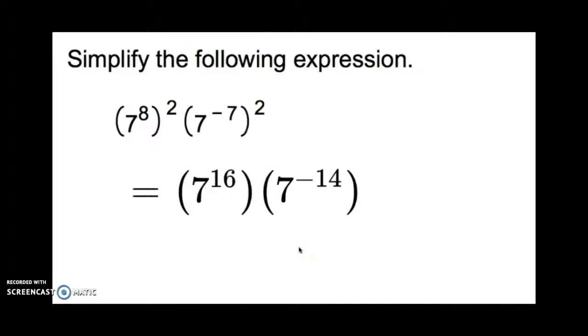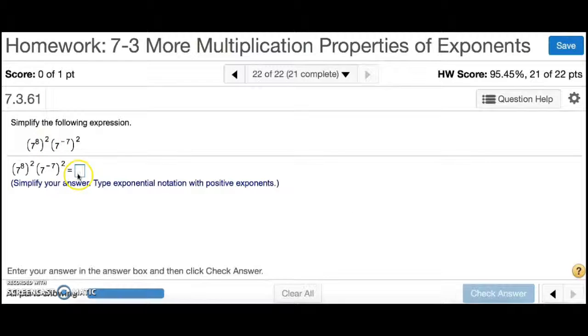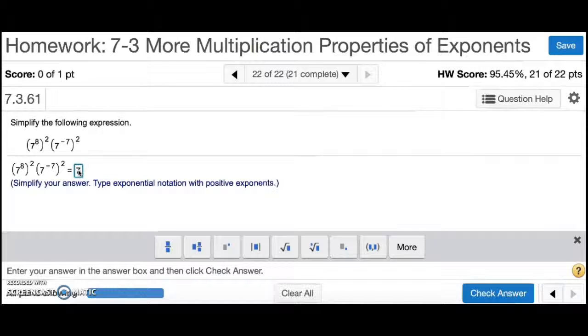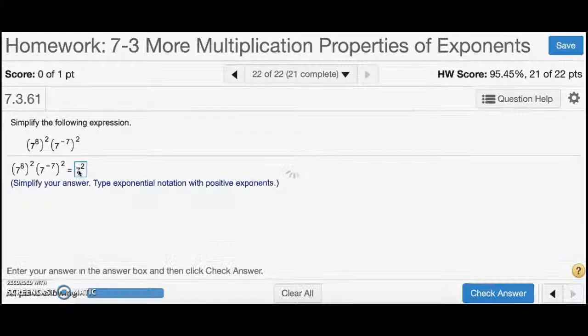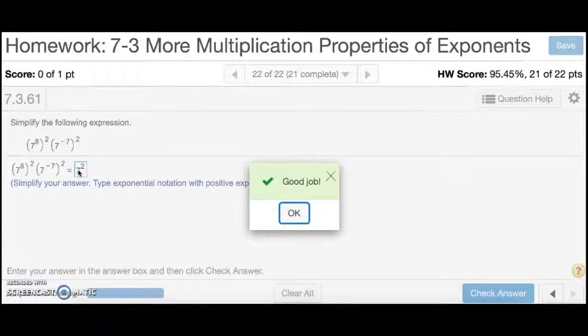Now that I raised the powers, these are just being multiplied to each other. So that means I add the exponents. So 16 plus negative 14 is just going to be 2. So we have 7 squared. So let's put that in on MathXL. Now it says to type in exponential notation, so just leave it as 7 squared. And that would be my answer. That is number 22.